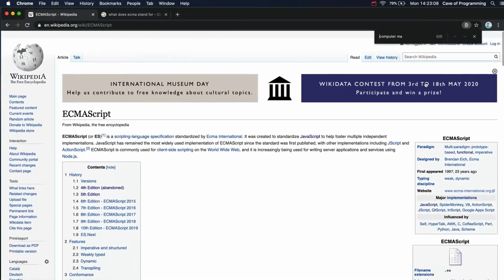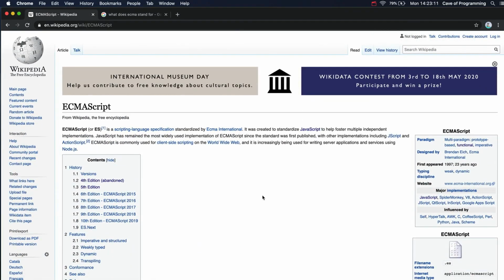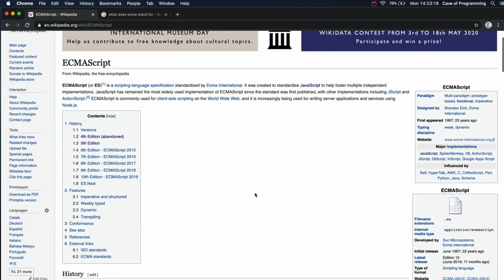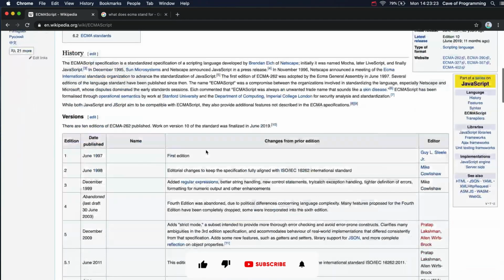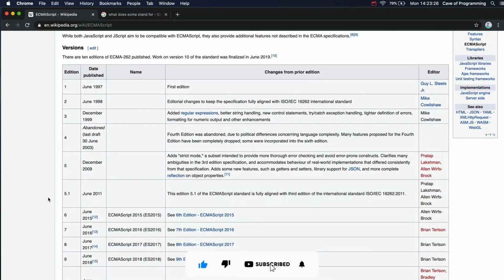So ECMAScript is a standard for JavaScript, essentially. It's not a language in itself, it's a standard for a language. And we can see, okay, the 4th edition was abandoned, but the 5th edition came out at some point, and that kind of took. And then we see major progress around 2011, 2015, and so on. You can see that it added strict mode in 2009.